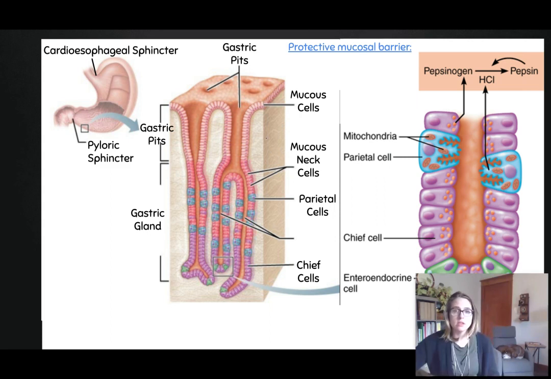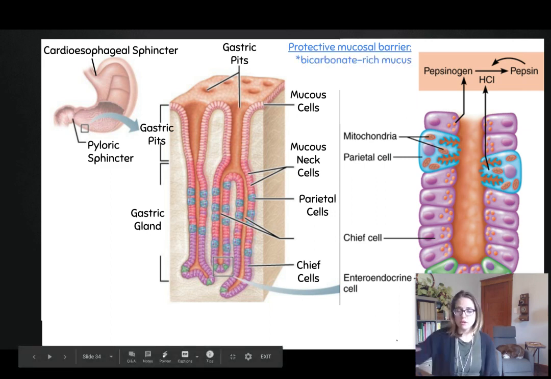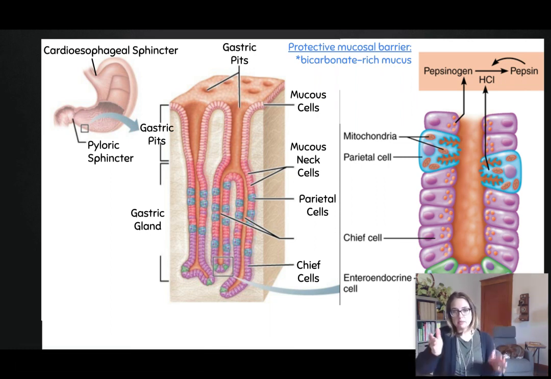So these mucus cells and the mucus neck cells both create a protective mucosal barrier. The mucosal barrier, super important, does a few things. First of all, the mucus is bicarbonate rich. Bicarbonates basically counteract the activities of acids.